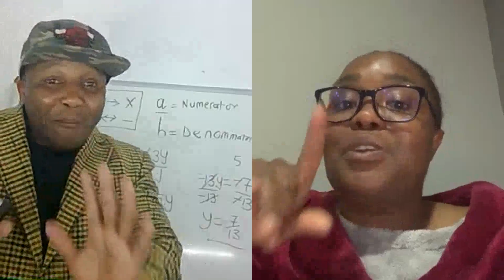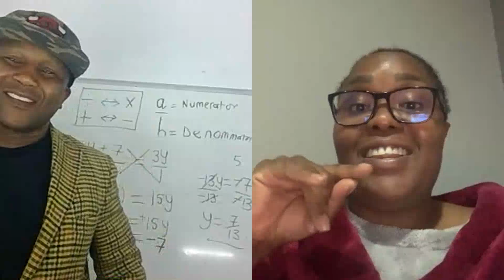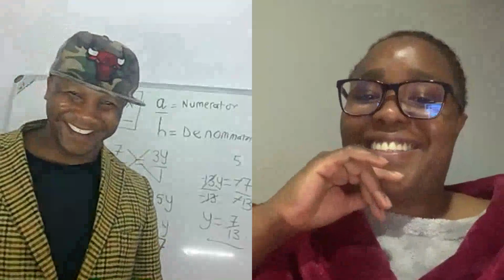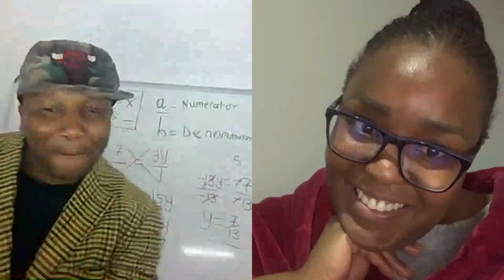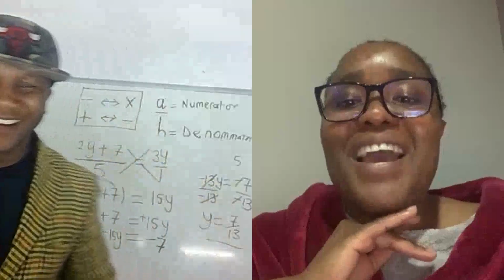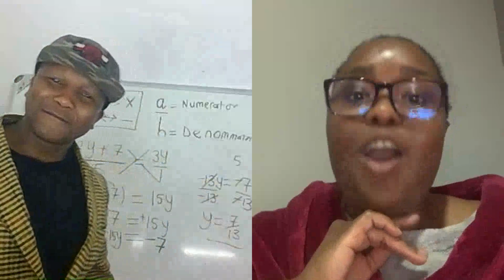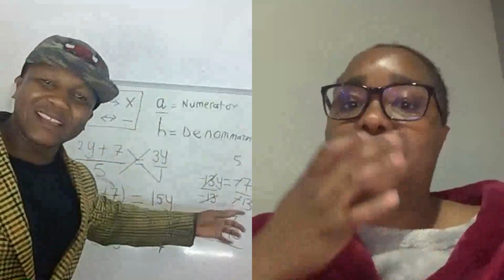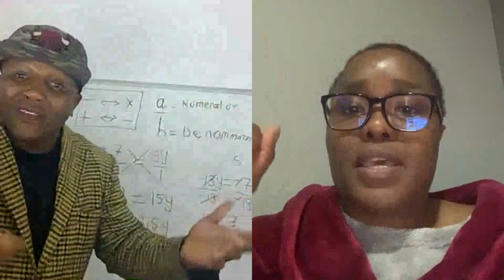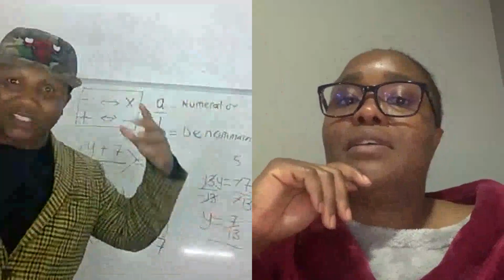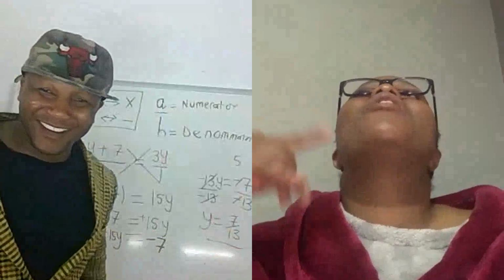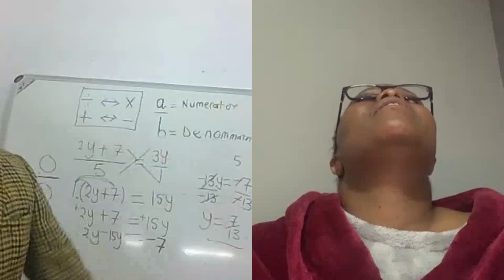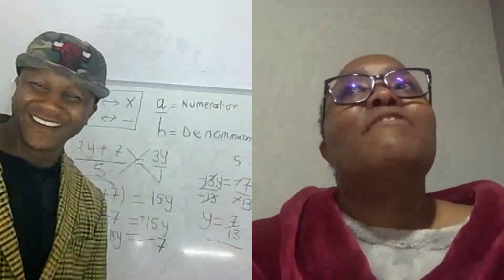So if it's a proper fraction, then it's okay. But am I correct? Yes, because the numerator, the bigger number on top, remember that if the one on top is bigger than the one at the bottom, this is an improper fraction.